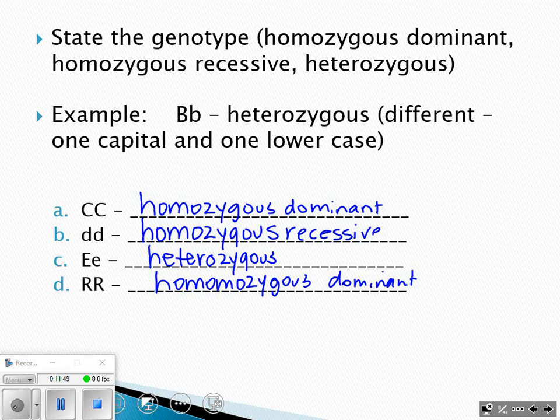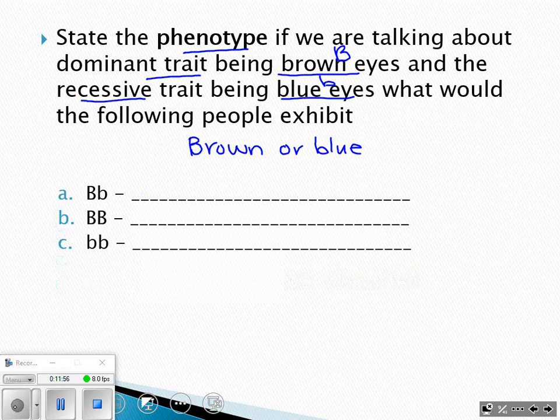The last one, again, I gave you their genotypes, those two combinations of alleles, and I asked you, if brown eyes is dominant, and that's signified with a big B, and recessive is blue eyes, so that would be the little b, to state their phenotype. That's their physical expression. So if I've got a big B and a little b, am I going to have brown or blue eyes? Brown. As soon as I have that capital letter, I'm going to have brown eyes. So big B, I would still have brown eyes. And little b, blue.